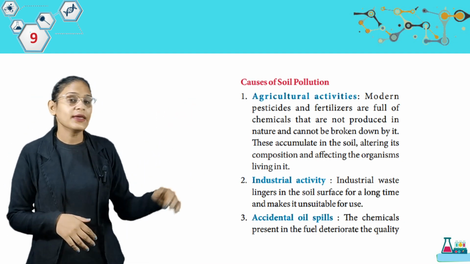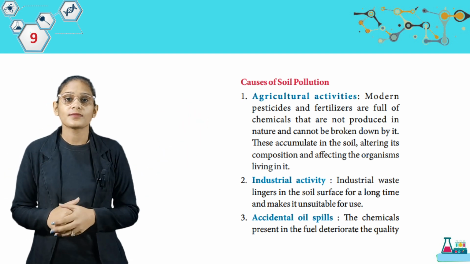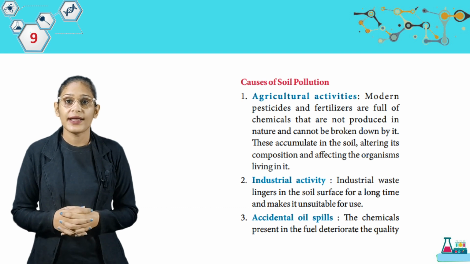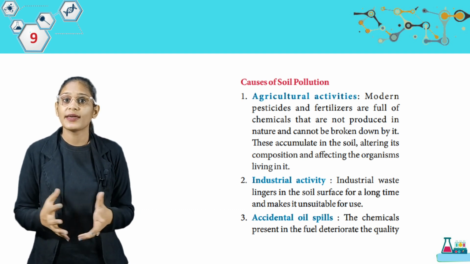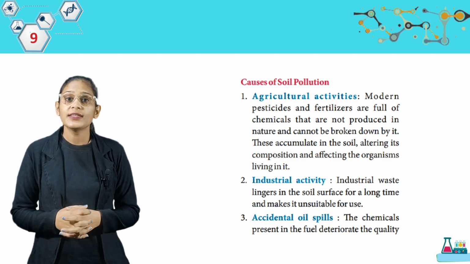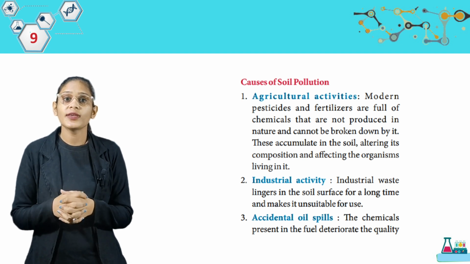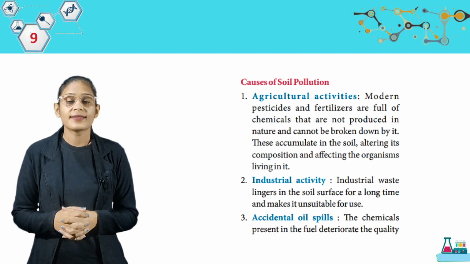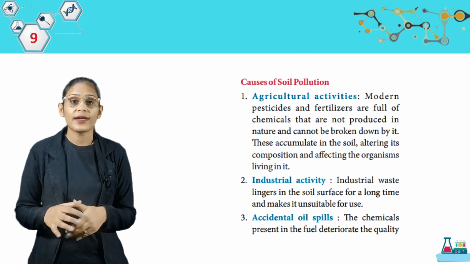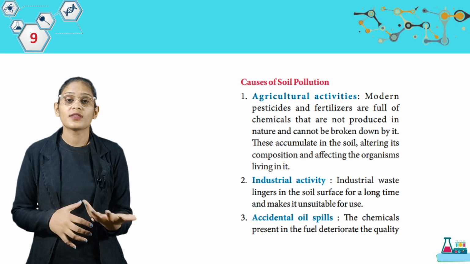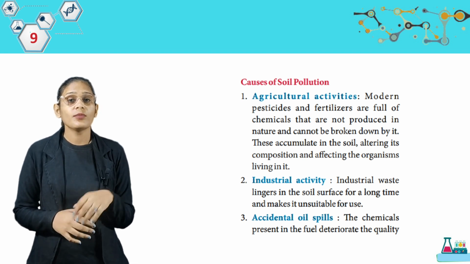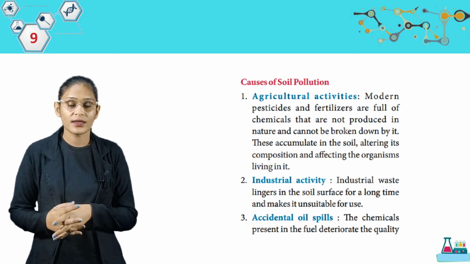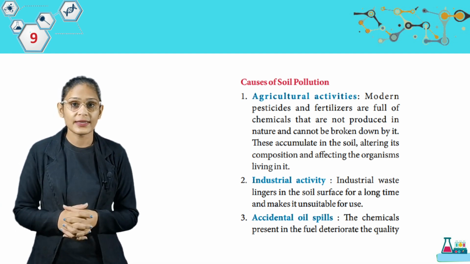The first we have agriculture activities. Modern pesticides and fertilizers are full of chemicals that are not produced in nature and cannot be broken down by it. These accumulate in the soil, altering its composition and affecting the organisms living in it. So students, agar hum agriculture activities ki baat kare to unki wajah se bhi soil pollution hota hai. Kyun? Kyunki hum itne pesticides aur fertilizers use karte hain jo hamari nature mein exist nahi karte hain. That's why soil unko break down bhi nahi kar pati hai.